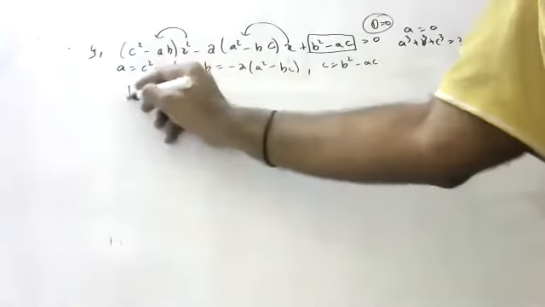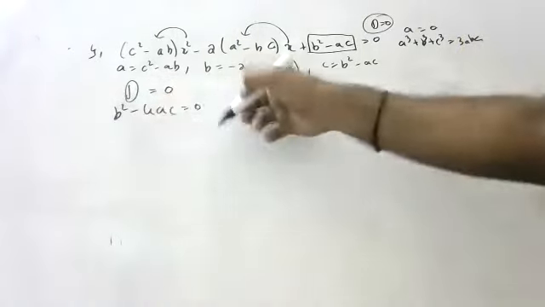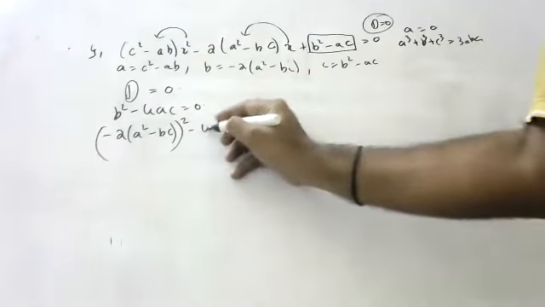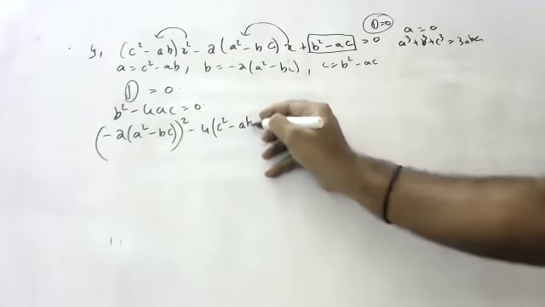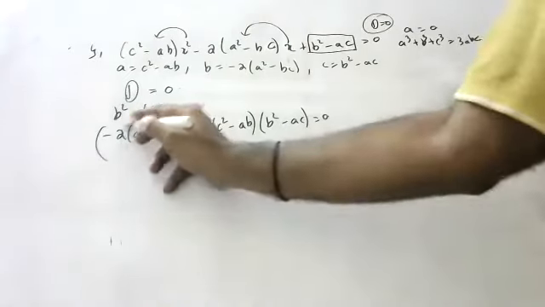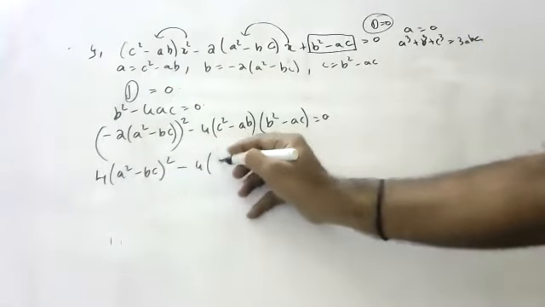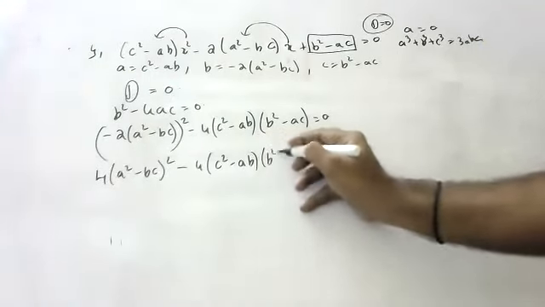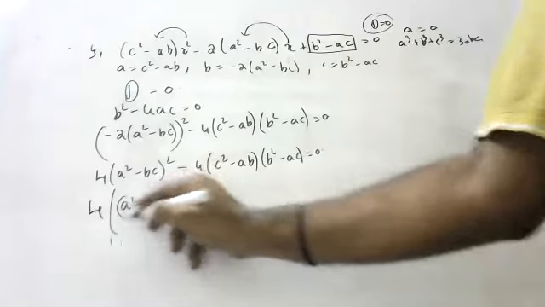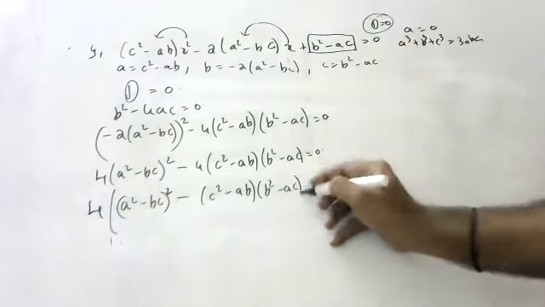Discriminant 0 means d is equal to 0, means b square minus 4ac is equal to 0. B is how much, children? Minus 2 into a square minus bc whole square minus 4 into c square minus ab into b square minus ac is equal to 0. Minus 2 whole square, how much? 4. 4 into a square minus bc whole square minus 4 into c square minus ab into b square minus ac. 4 common: a square minus bc whole square minus c square minus ab into b square minus ac is equal to 0.